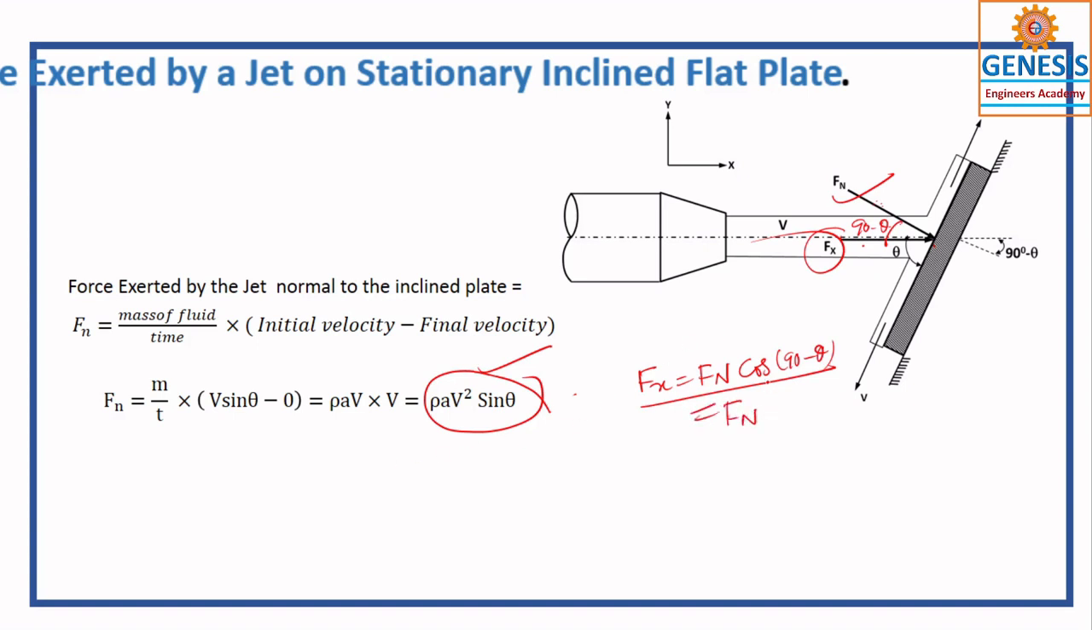Then it becomes Fn sin 90 cos 90 minus theta is sin theta. So Fx is equal to Fn sin theta. So what is Fn? Rho a v square sin theta. Therefore, Fx is equal to rho a v square sin square theta. That is the formula.